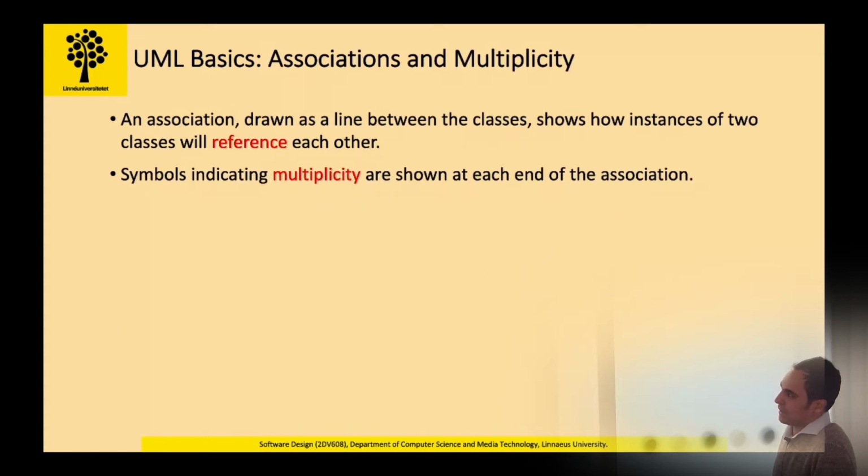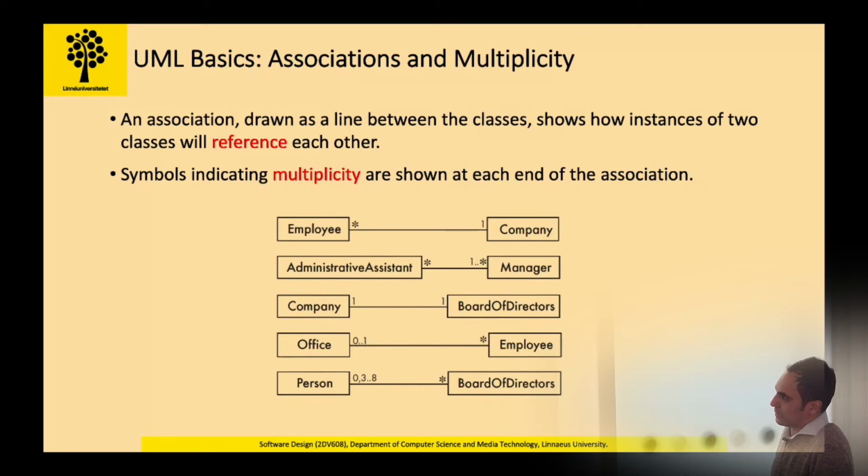Then the associations and multiplicity, and these are also very basic. What I want to show is basically you can have different types of associations or multiplicity, and the most common ones are of course one-to-many, but there is also one-to-one or many-to-many relationships. But in general, one good practice is if you have one-to-one relationships, you can basically merge those two classes.